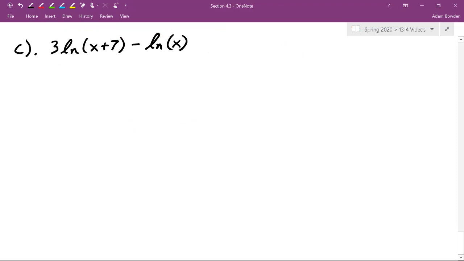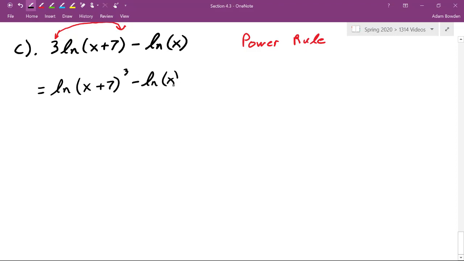Now let's look at 3 ln x plus 7 minus ln x. The first thing I'm going to do here is notice that there's that 3 out in front. The power rule again tells me I can move it back to the inside of the logarithm, turn it into the exponent. So this would change it into ln x plus 7 raised to the 3rd minus ln x. Now if you think you know what would happen next here, you may want to pause the video and write out what you think the last thing would look like as a result of condensing these two back together again.